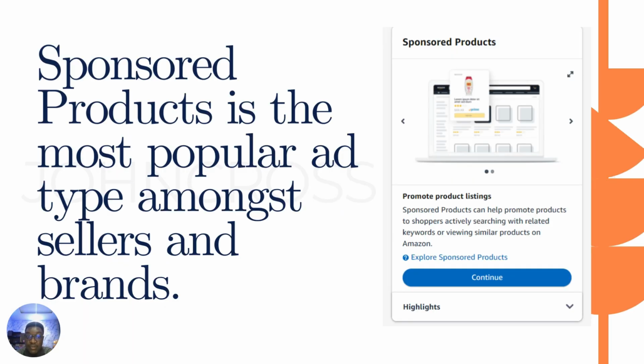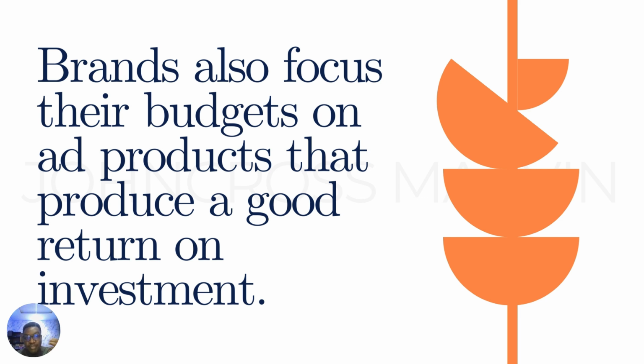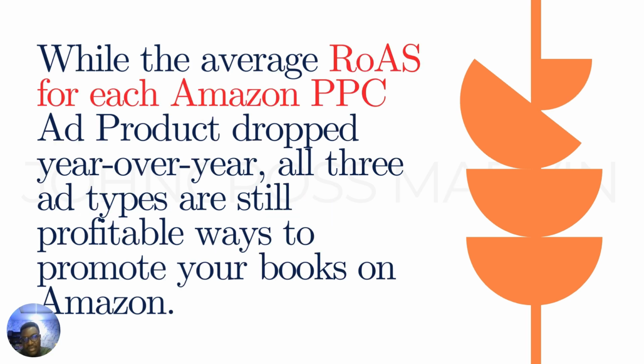Sponsored product is the most popular ad type among sellers and brands. A lot of people out there do sponsored product because it helps them to promote their product listing on the Amazon platform. Brands also focus their budget on ad products that produce a good return on investment. So as you get started or even begin to think about running ads on the Amazon platform, your number one focus is profitability. What would your ROI become at the end of the day? What would your return on investment be? You really have to check that. If you are putting in $100 to run ads on the Amazon platform, what are you expecting to make at the end of the day? You really have to put all of those factors into consideration so that your budgeting and your strategy will be in coherence with your plan. You get it? You get to learn all of that in the course of this video.